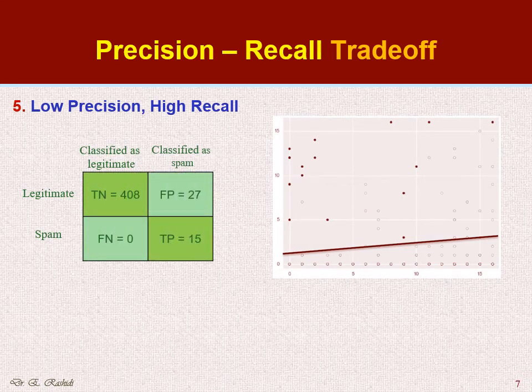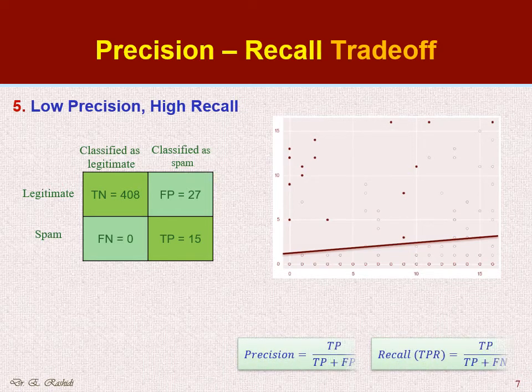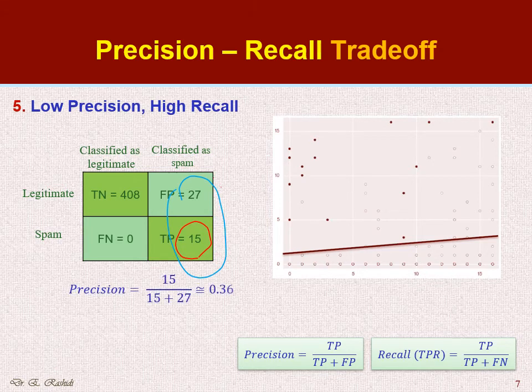So let's go ahead and find the new confusion matrix. According to these formulas right here, the new precision would be the true positive, which is 15, divided by true positive and false positive. So that would be 15 divided by 27 and 15, which is equal to 36%. So as you see here, our precision decreased. Let's now compute the recall. So recall would be true positive divided by true positive and false negative. So that would be 15 divided by 15 plus 0, and that's 100%. So we increased our recall, but at the expense of the precision.